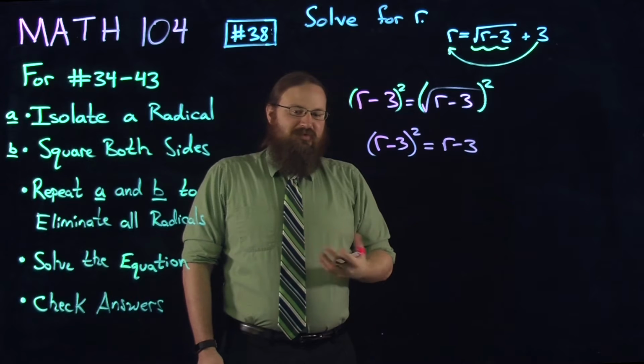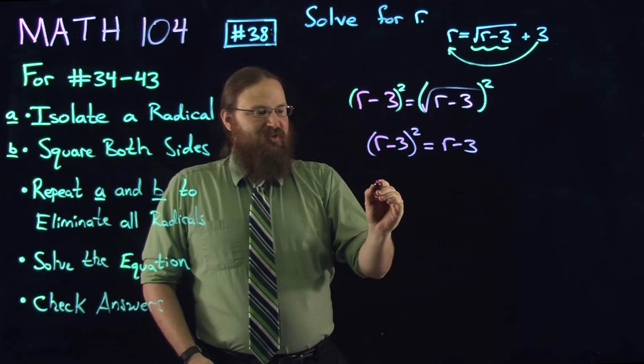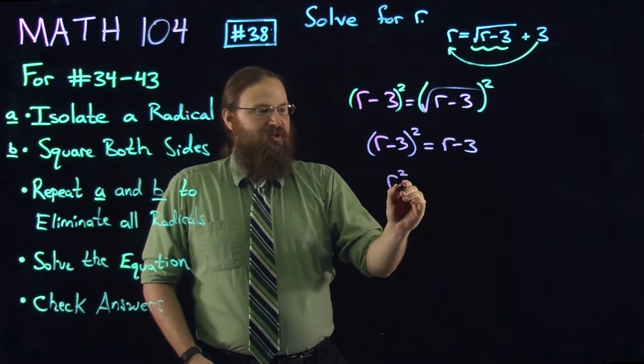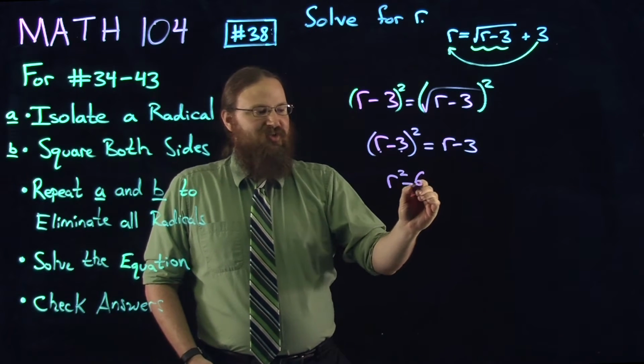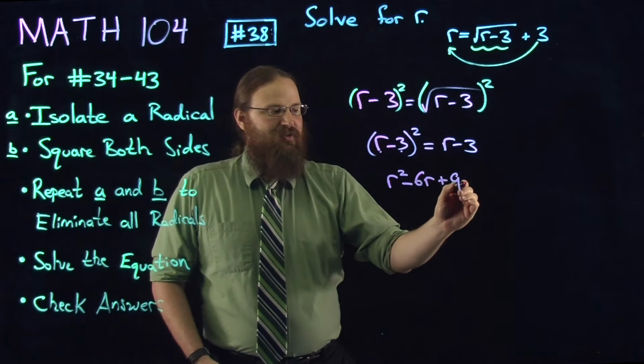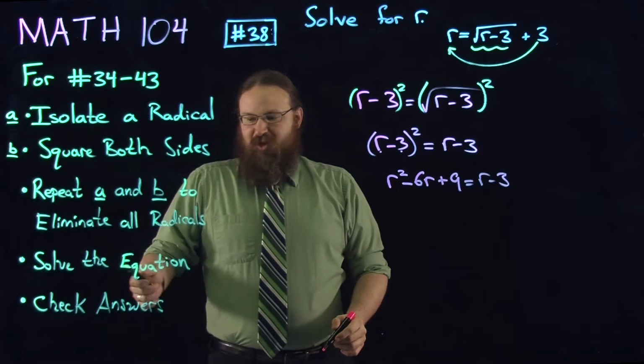So now we have to expand this. We use the binomial theorem. So when we expand this, we get r squared minus negative 3 times r times 2, which leaves us negative 6r, plus 9. And we're solving the equation here.